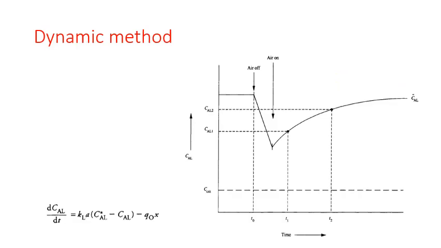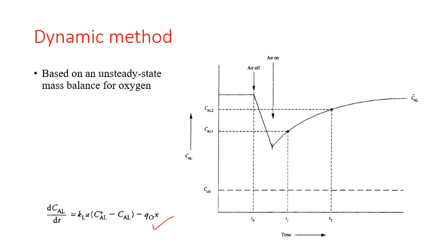The next method that we have is called a dynamic method. We'll come to that equation that I've shown here towards the end later. Dynamic method, as the name suggests, is not a steady state method. We have a dynamic kind of measurement there. How exactly we do that is what we're going to see next. It's based on unsteady state mass balance for oxygen.